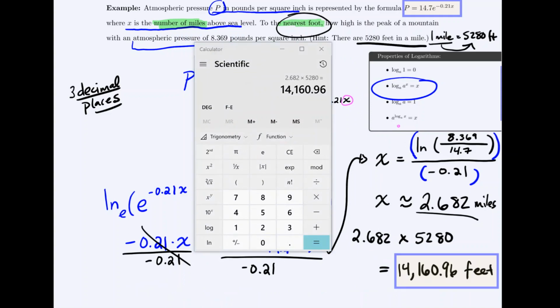So in this case, we were given an equation that involved an exponential function. We were given a certain output value, and we had to solve for what input value, when plugged into that function, corresponds to that output value.